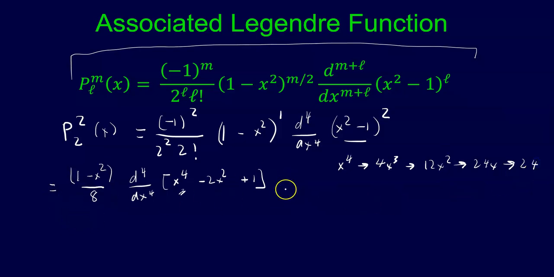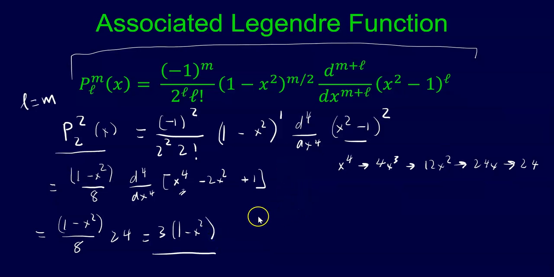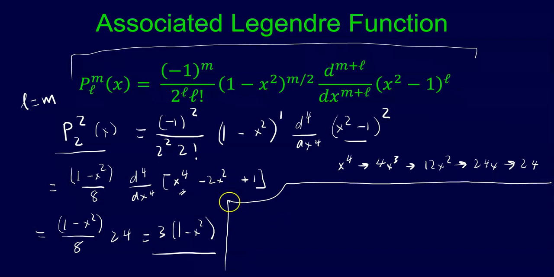And so when this is all said and done, I'll end up with 1 minus x squared over 8 times 24, or 3 times 1 minus x squared. So sometimes you'll need to use this formula for different homework problems, and sometimes you'll just be able to look up whatever this function is in a textbook or something.